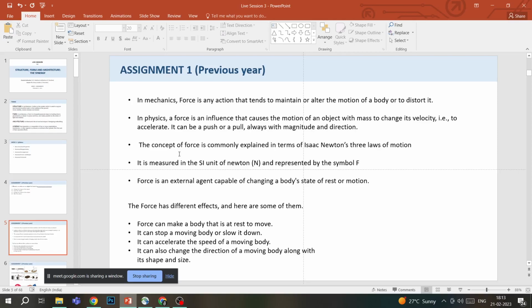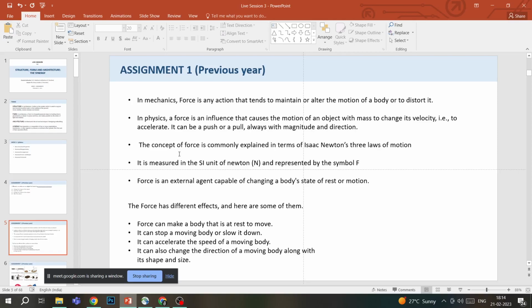So force can make a body that is at rest move. For example, when you're pushing a box or something. Second, it can stop a moving body or slow it down. So for example, you are in a car and you put the brakes, you're putting a force, and then the entire mechanism in the car puts a force on that and the car stops.